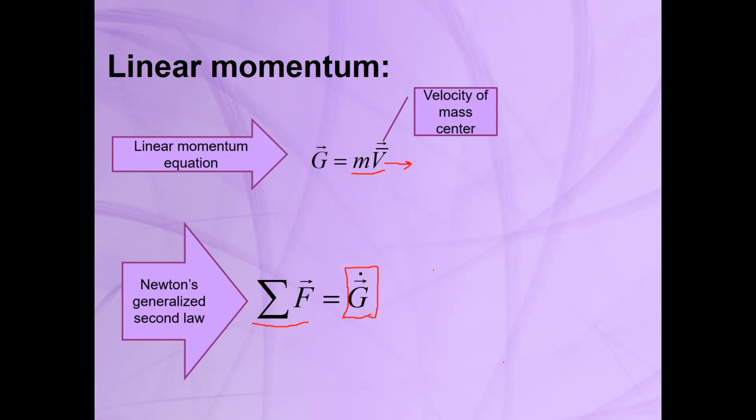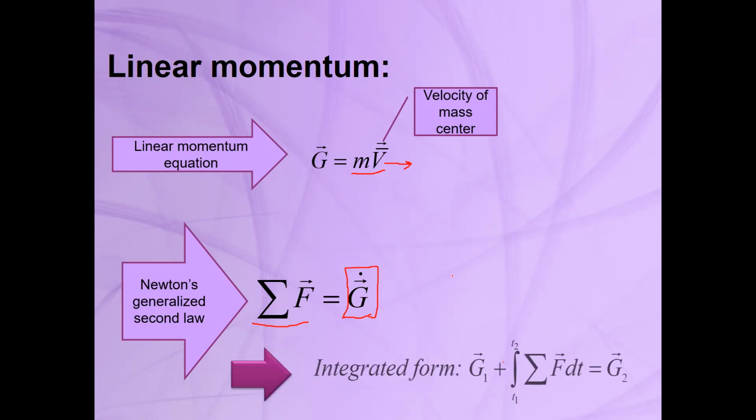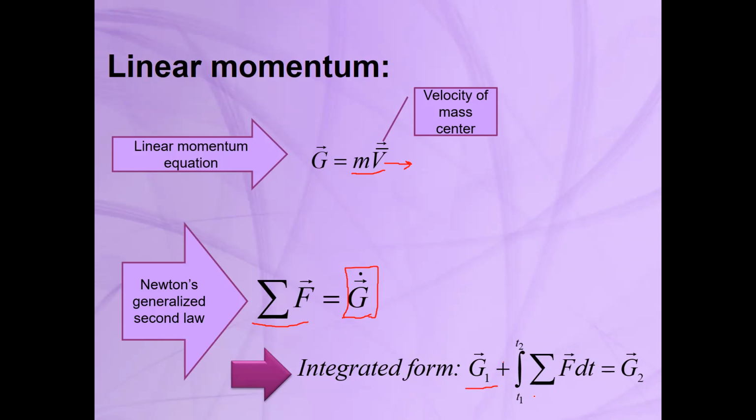So we can write Newton's second law in this form by using the linear momentum, and also the integrated form of Newton's second law in terms of G, the linear momentum. You can write that the initial linear momentum plus the impulse during the period of time between t1 and t2 is equal to the final linear momentum. So you can see we can use the integrated form most of the time in impulse and momentum problems.